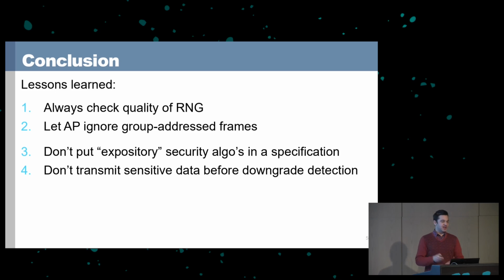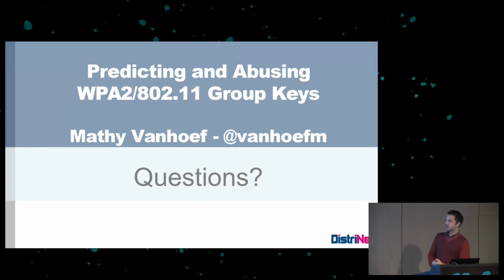And to defend against the attack where we decrypt all traffic of a network, like I mentioned, the access point should ignore any frames that are received on a broadcast MAC address, or it should simply not forward unicast frames that are sent on a broadcast MAC address. Finally, regarding the protocol that is used in the handshake, you should try to avoid sending sensitive data before trying to protect against downgrade attacks. So that concludes my presentation.